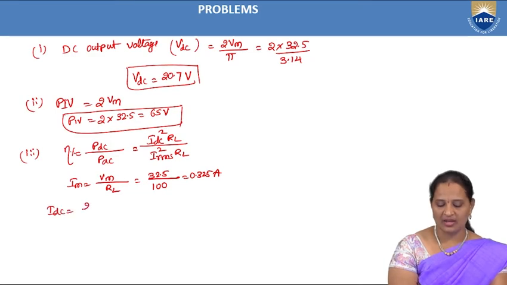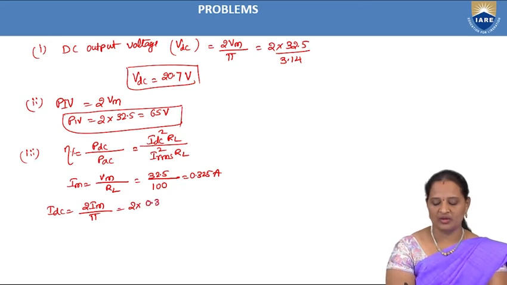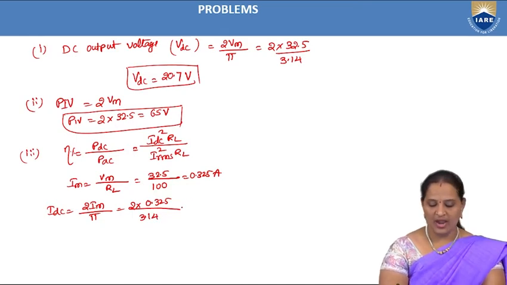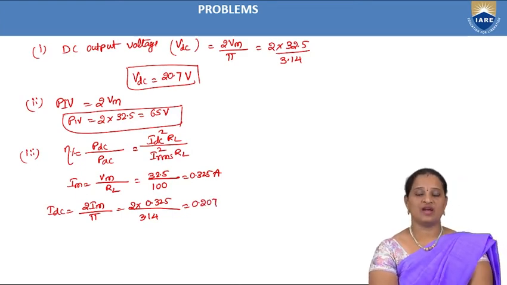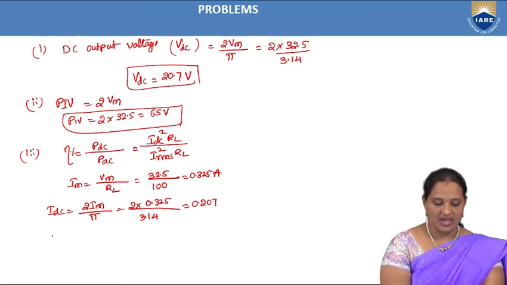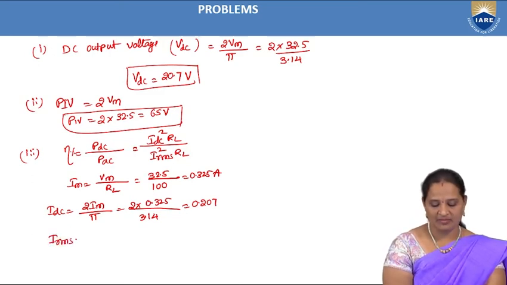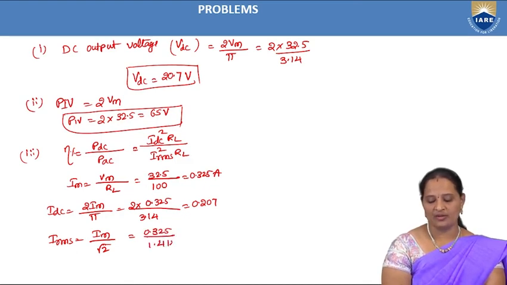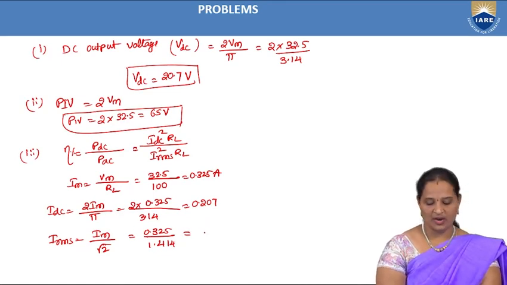Then IDC can be calculated as 2 IM by pi, where 2 into IM is 0.325 divided by pi, which is 3.14. So the IDC value we will be getting is 0.207. And similarly, I have to calculate the IRMS value, where the formula for IRMS is IM by root 2. What is IM? IM is 0.325 divided by root 2, which is 1.414. If you calculate this, the IRMS value will be 0.229.